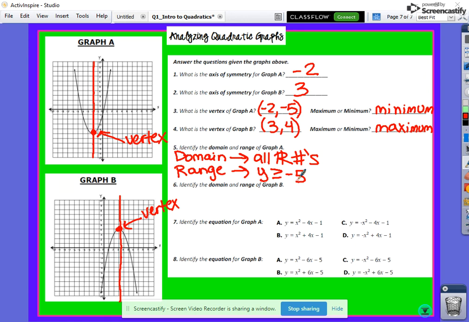The range is your y values. All the y values for graph A are no smaller than -5. -5 is the smallest possible y value for this graph. Therefore, the range is y is greater than or equal to -5. Now we will do the same thing for graph B.